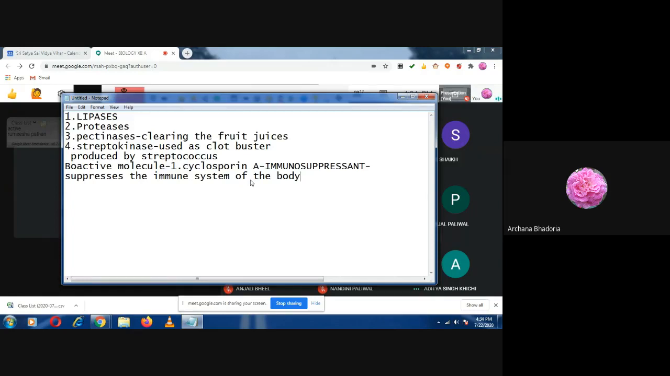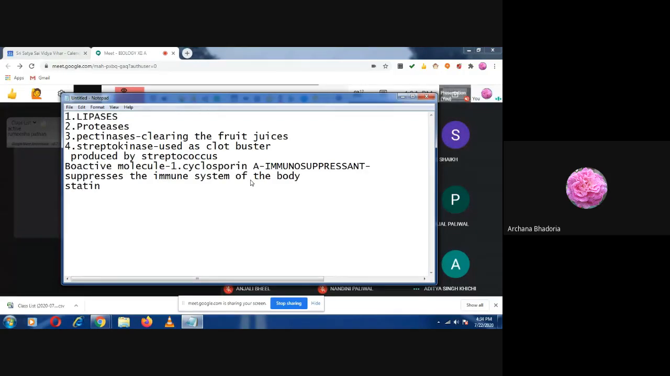Okay, now it is part of the body and it will not be rejected. Once the body accepts it, once the immune system accepts it, then it will not be needed. Is it clear? Yes ma'am. Okay, so now we will take up the next bioactive molecule, that is statin.